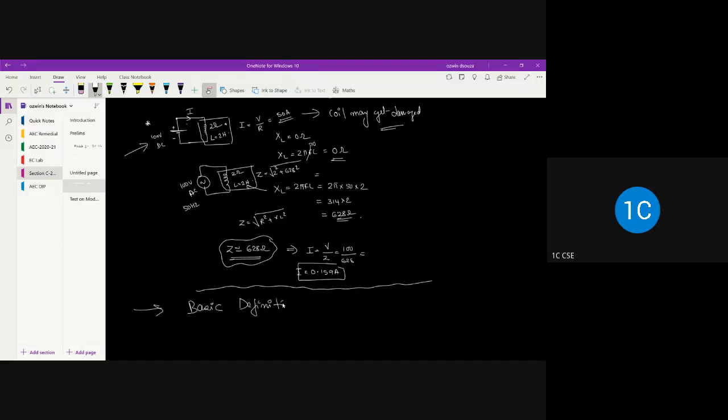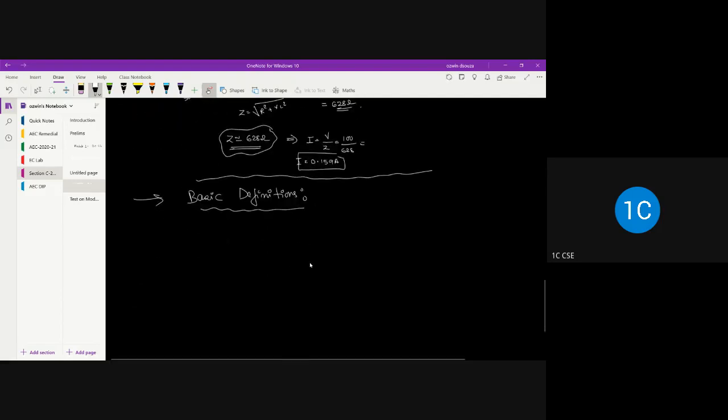I think I have about 6 minutes to spare. If you have any doubts, or if you have faced any practical situation with electricity, you can share it. Or any random doubts about electricity, you can ask me. This basic definition we will take tomorrow.